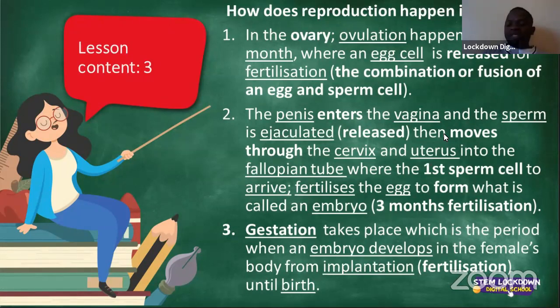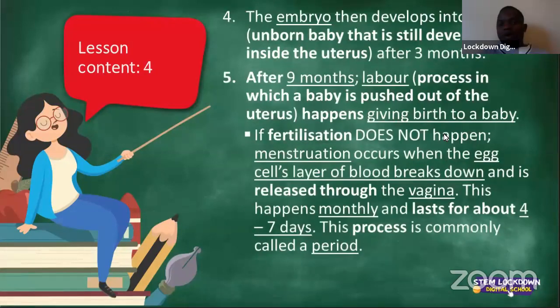So the development of that embryo, and remember we said an embryo is nothing else but a fertilized egg after the 3 months of fertilization. So gestation is when that egg then starts to develop. And obviously it's developing into what? Into a child.